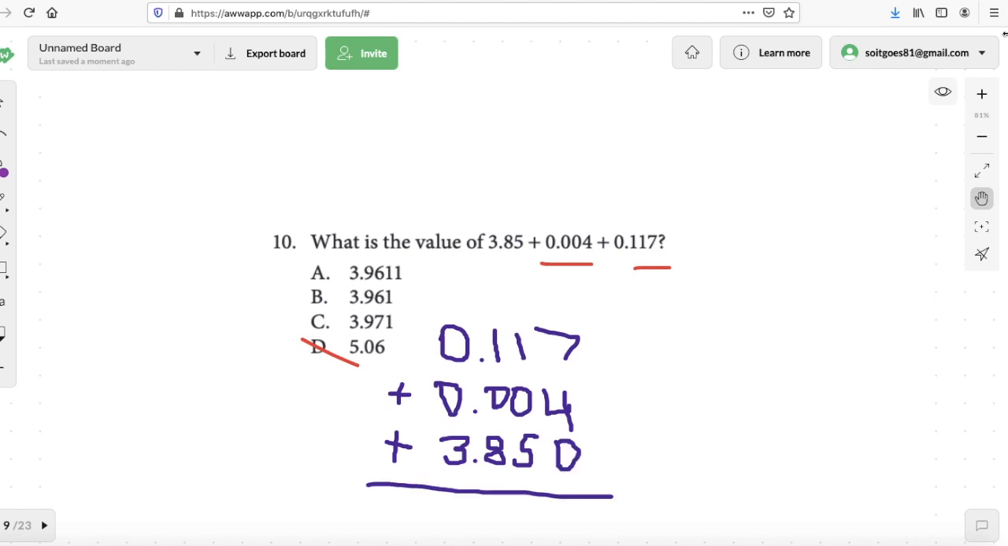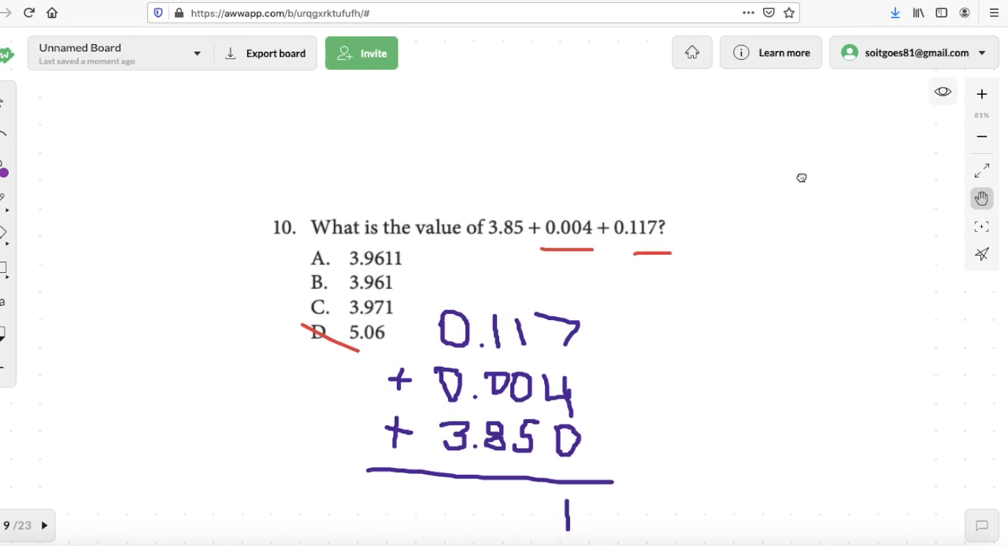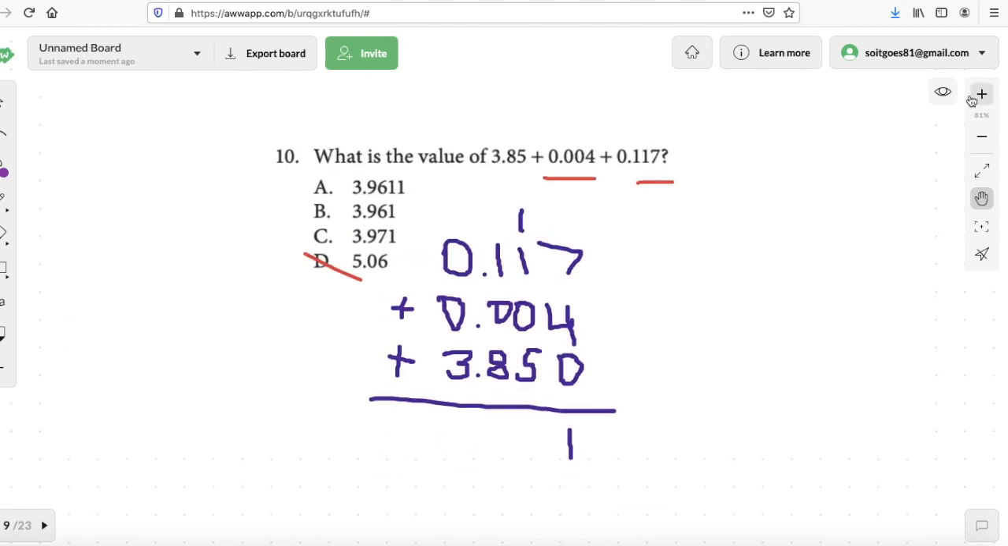Excellent. Looking good. Let's add them. It's 11. Put the 1 in the next place. Absolutely. 1 plus 1 plus 5 is 7. So in the next set of numbers, 1 plus 8 is 9. There you go. What's the right answer? C. Absolutely. Any questions there?